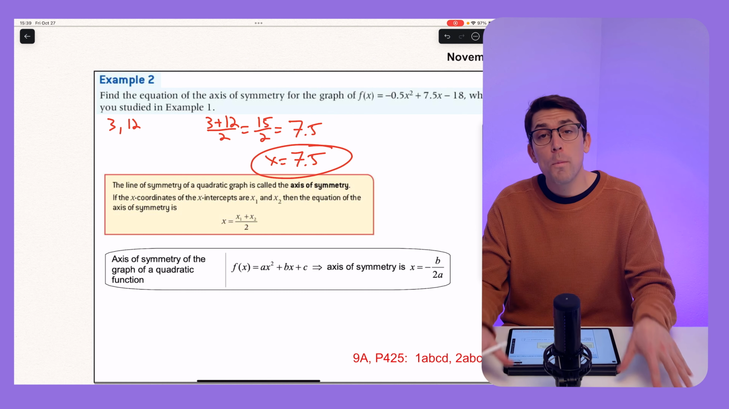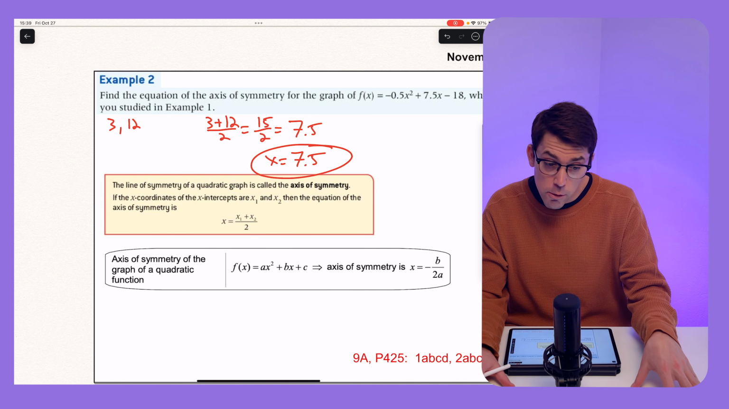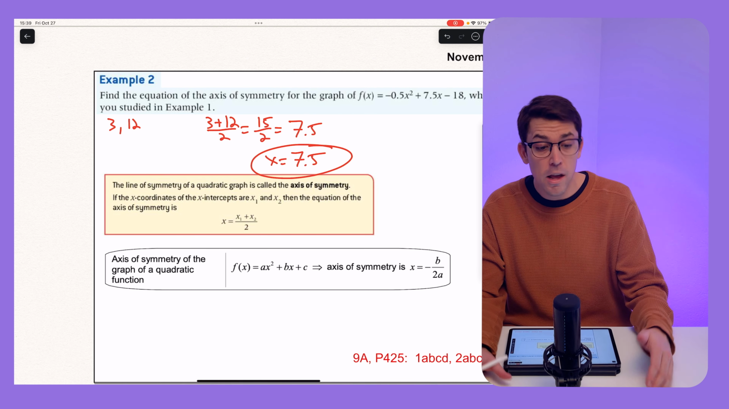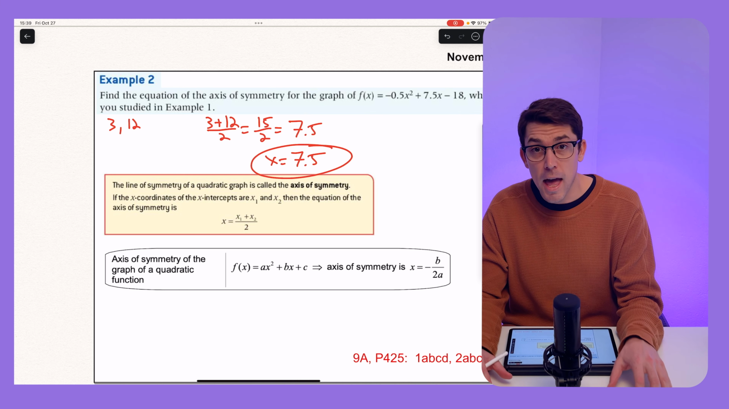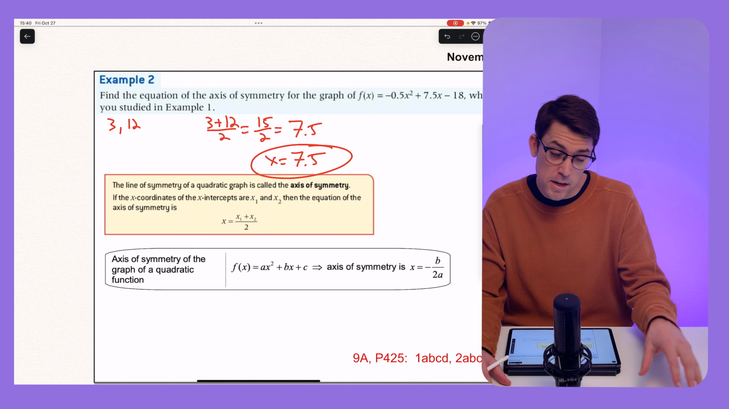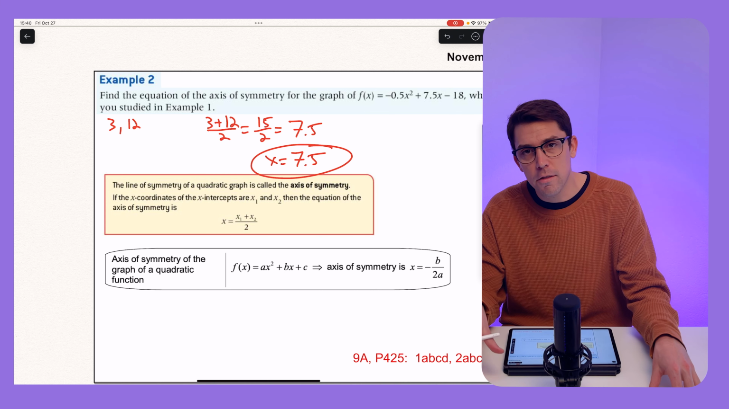All right. So again, I hope that helps shed a little bit of light on how you can sketch a graph, how you can find the intercepts, both y and x, find domain and range, as well as use the axis of symmetry using two different approaches, the negative b over 2a, as well as the average of your x-intercepts.